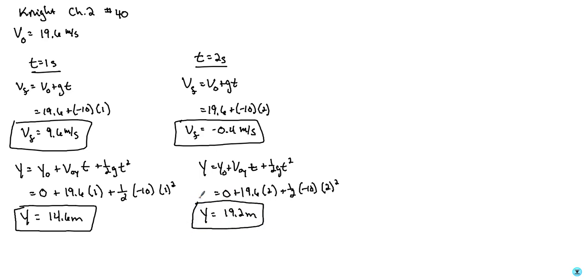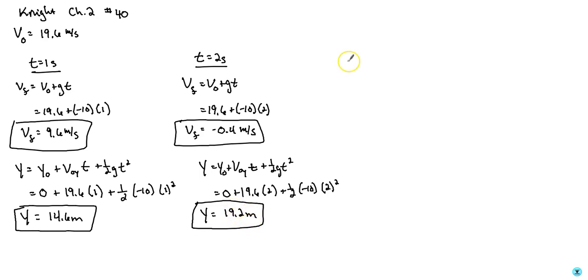What this is telling us here is that you'll see that the speed is negative 0.4, so it's started its way down. So somewhere between 9.6 meters per second and negative 0.4, and somewhere between 14.6 and 19.2, it reached its peak. So the peak is just above this 19.2 meters.